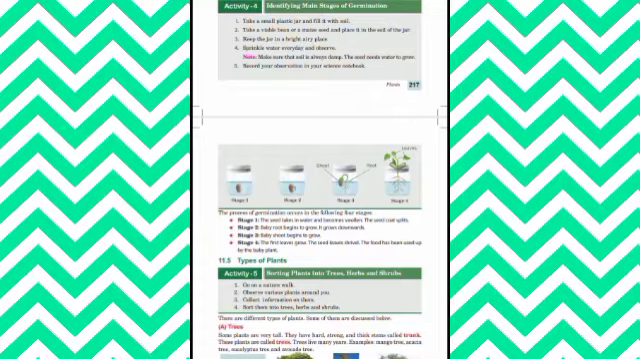Firstly, take a small plastic jar and fill it with soil. Second, take a viable bean or maize seed and press it in the soil of the jar. Third, keep the jar in a bright, airy place. And number 4, sprinkle water every day and observe. Note, make sure that the soil is always damp, because the seed needs water to grow, as you have seen in the conditions necessary for seed germination. And number 5, record your observations in your science notebook. Record your findings from this experiment.